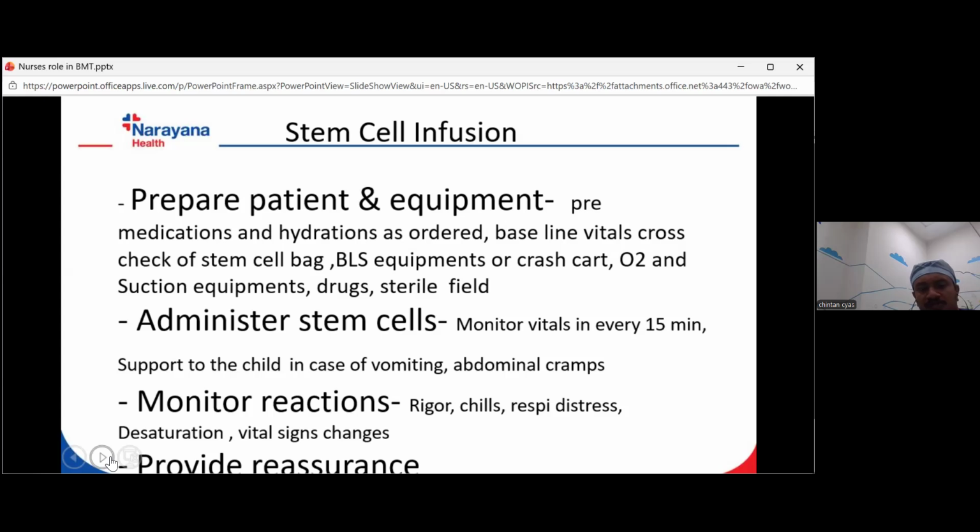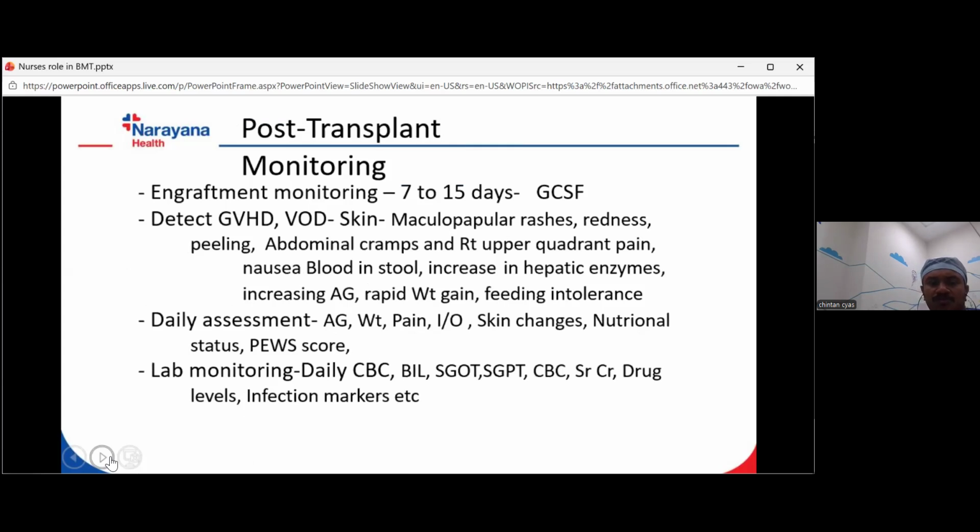And O2 and suction equipment, if required. The nurse must be able to use the oxygen supplies and suction equipment, and emergency drugs, and it must be a sterile field. Administer the stem cells, monitor the vitals every 15 minutes, and support the child in case of vomiting. Okay, that is the post-transplant phase.